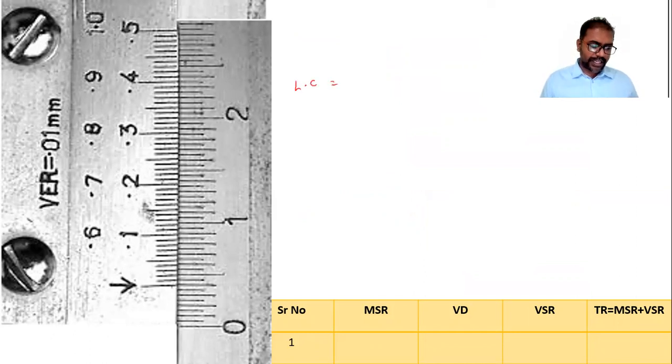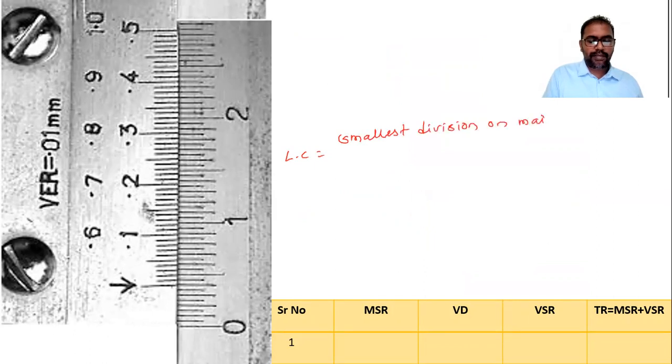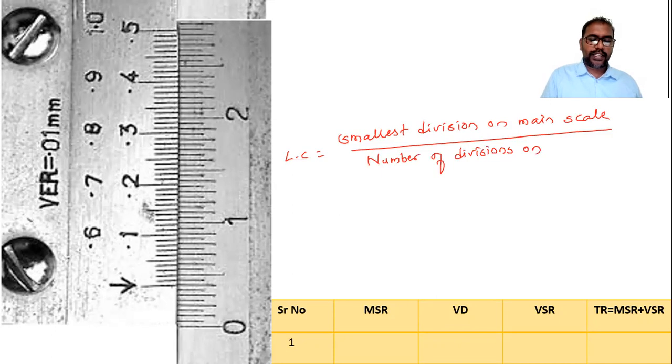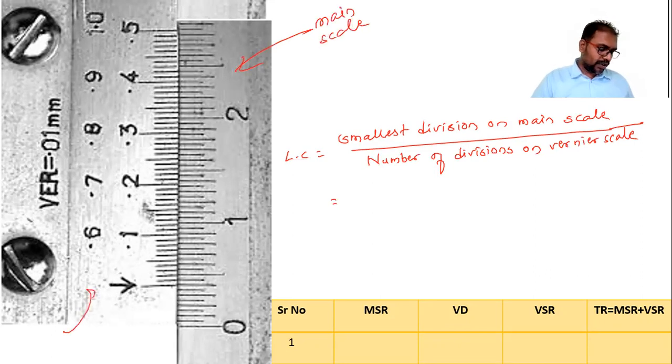Least count of this device is given by the formula: smallest division on main scale divided by number of divisions on vernier scale. Smallest division on the main scale. This is the main scale. You can see here a smaller part of the main scale is displayed. So this is the main scale, and this part is what? Vernier scale. This is vernier scale.